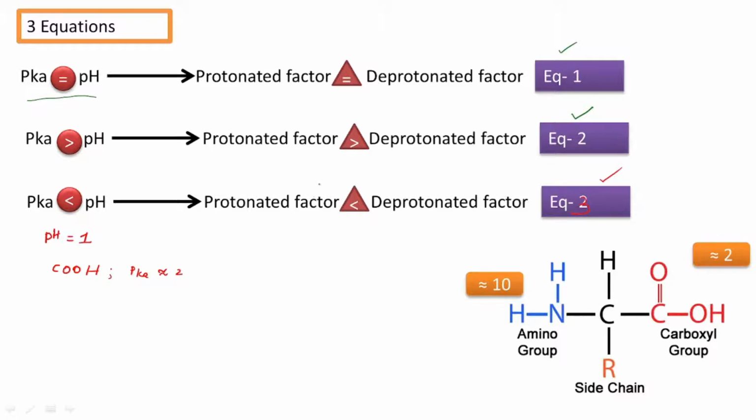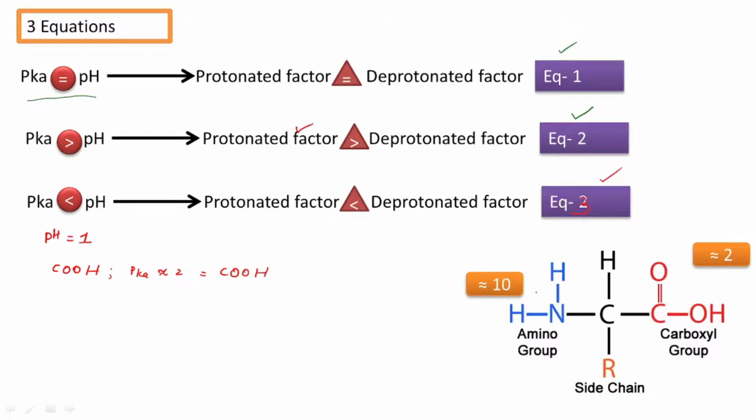So according to this equation, if pKa is greater than pH, what will result? The number of protonated forms will be more than the deprotonated forms. So the carboxyl group will exist in COOH form, that is the protonated form.